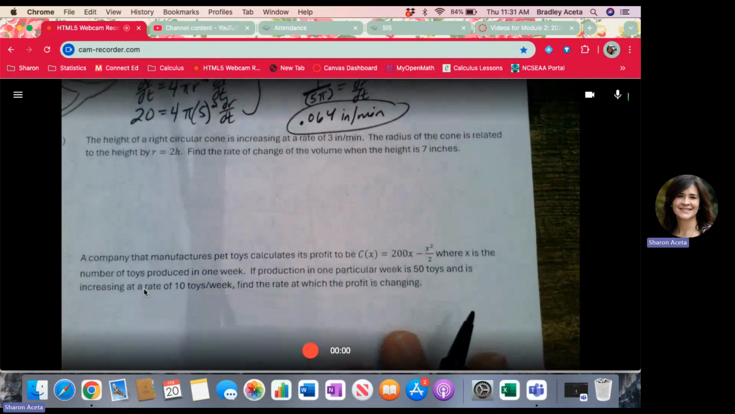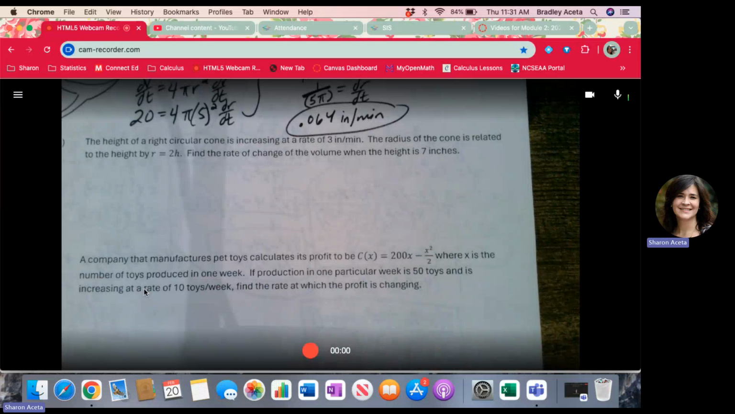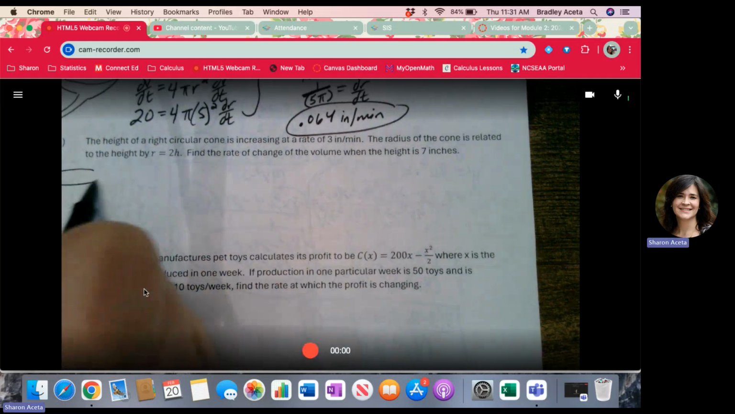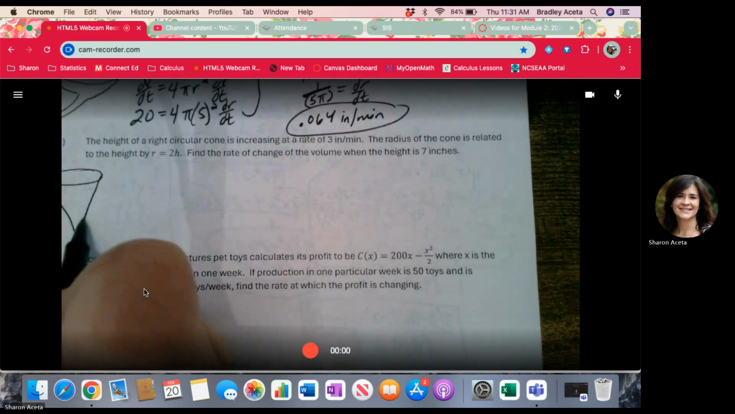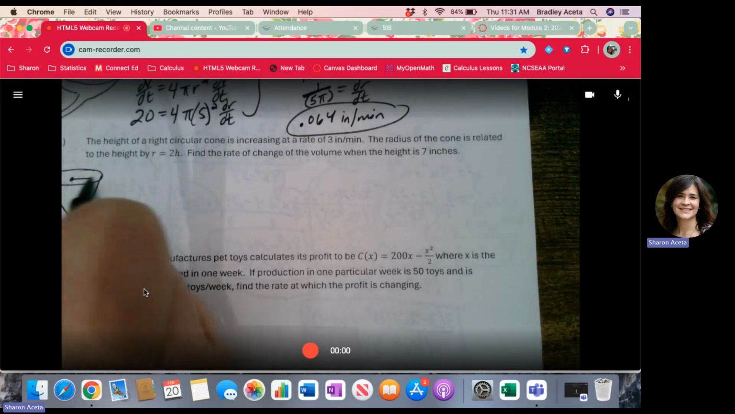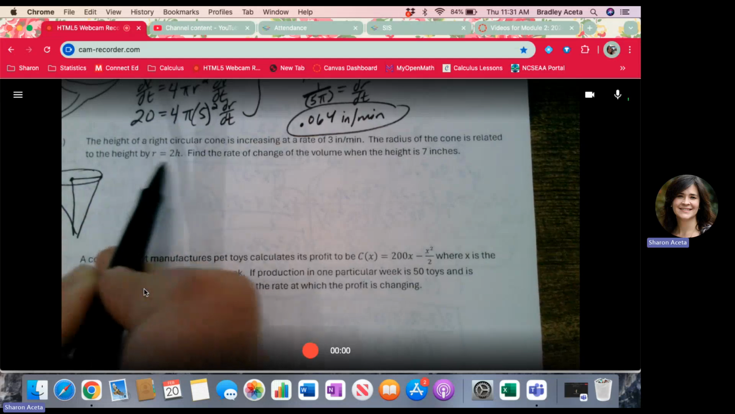All right, now for this one, which is a cone, the height of a right circular cone is increasing at a rate of 3 inches per minute. The radius of the cone is related to the height by r equals 2h. Find the rate of change of the volume when the height is 7. Again, for cones, you have to convert your radius to height or vice versa, and that's what they told us right here.